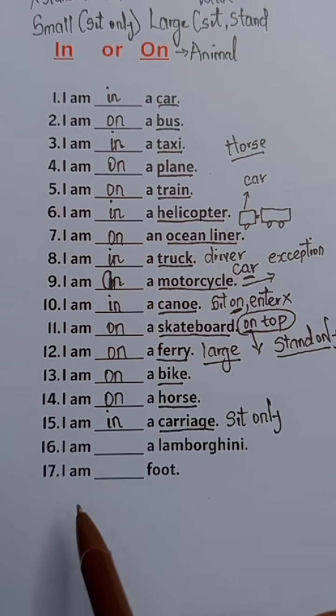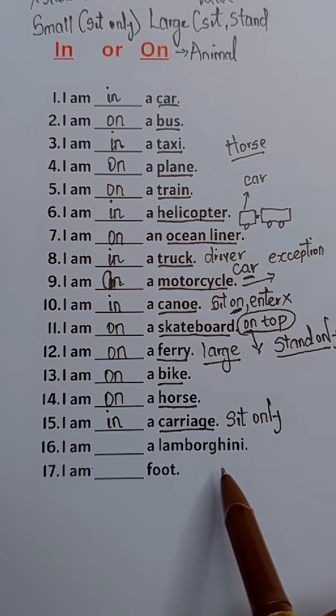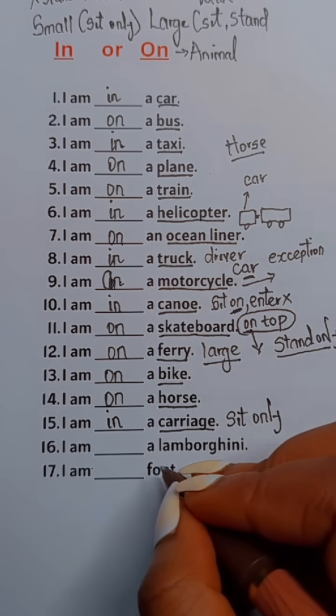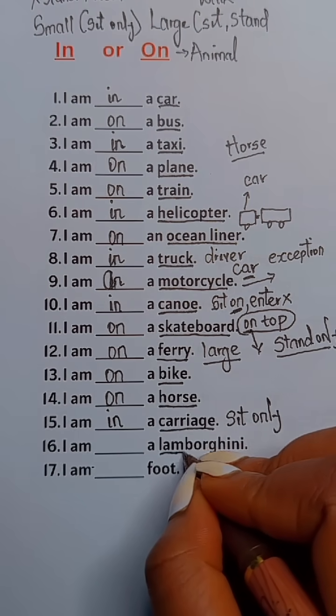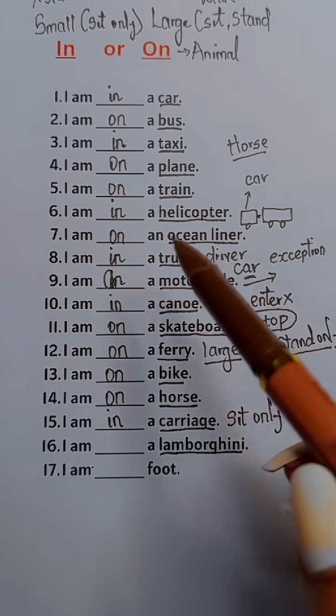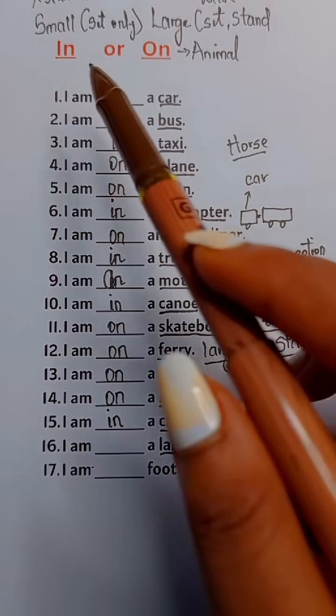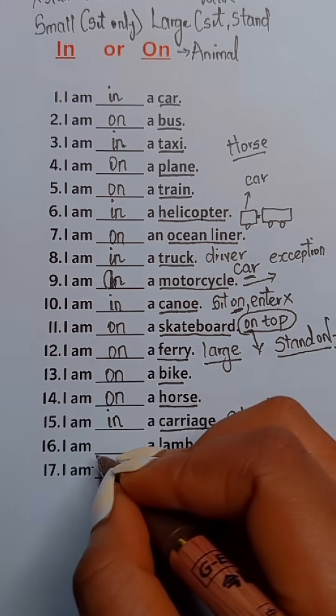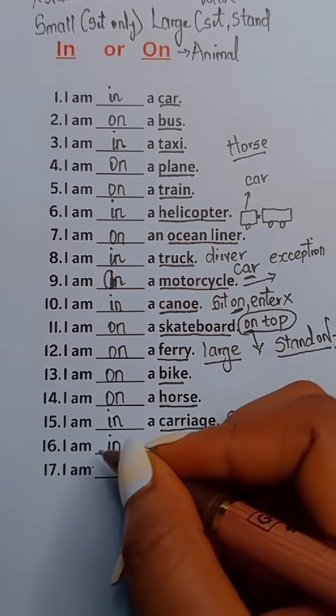Number 16, I am blank a Lamborghini. A Lamborghini is our mode of transport. This is a car. A Lamborghini is a car, a small vehicle. So we use in. I am in a Lamborghini.